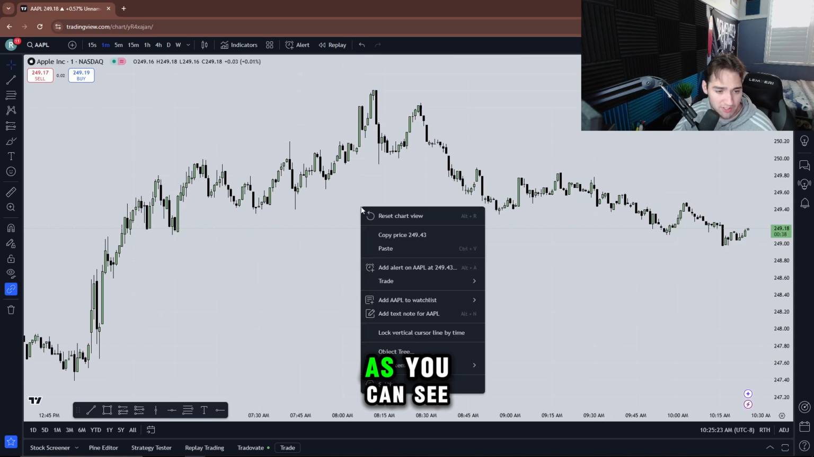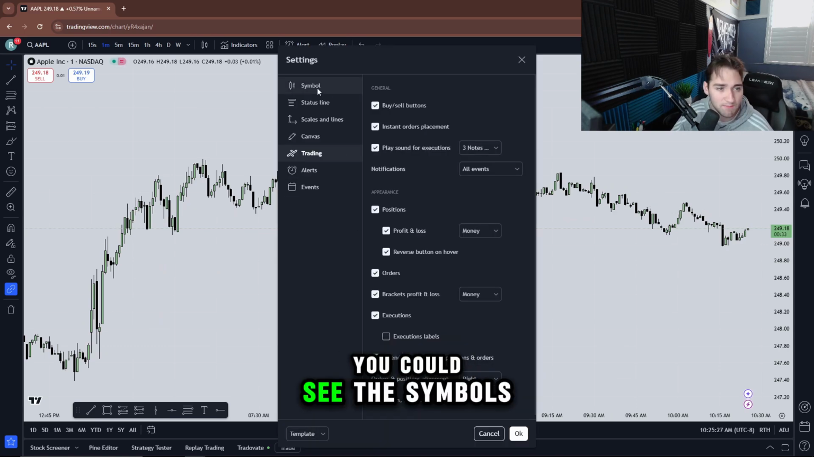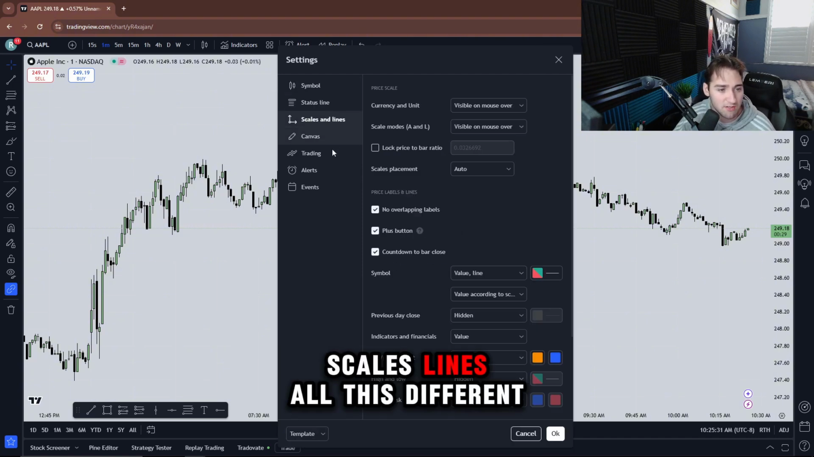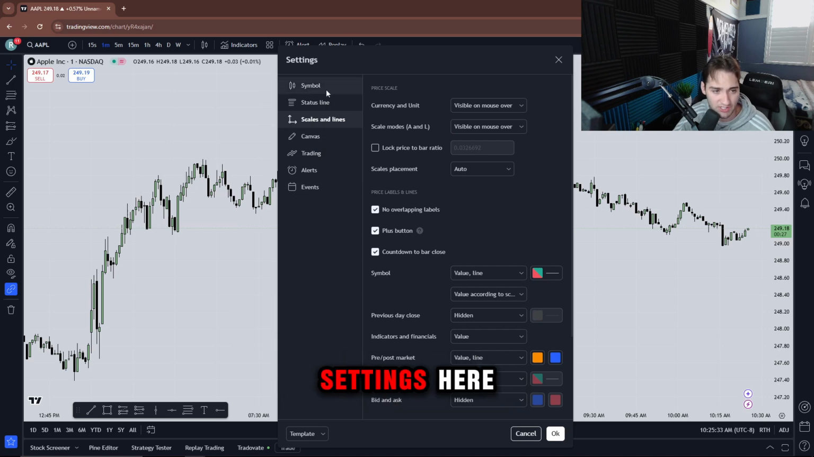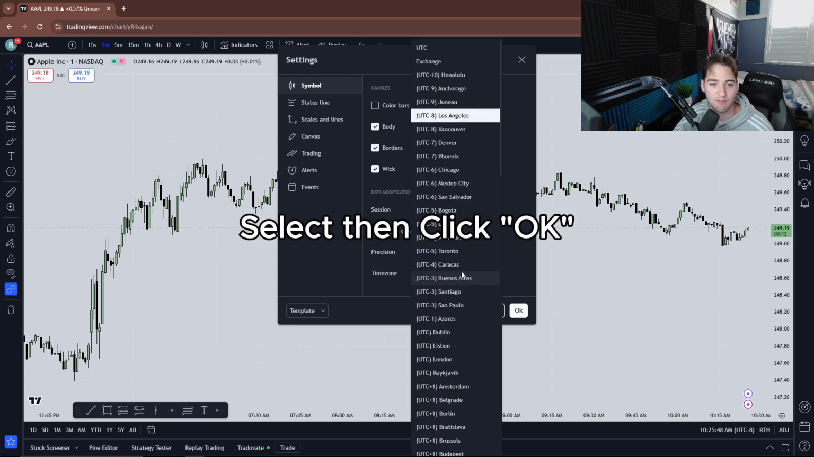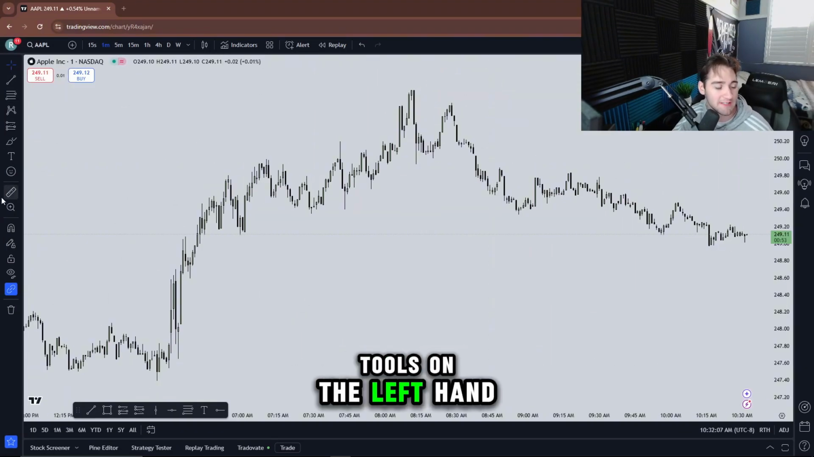When you're on TradingView, as you can see, if you right click, there's settings, right? You can see there's different symbols, status lines, scales lines, all these different settings here. So you want to make sure you're in your session, right? Your time zone. I'm in LA, so with that being said, that's why I have it on LA right now.